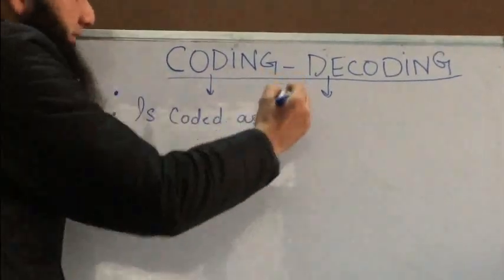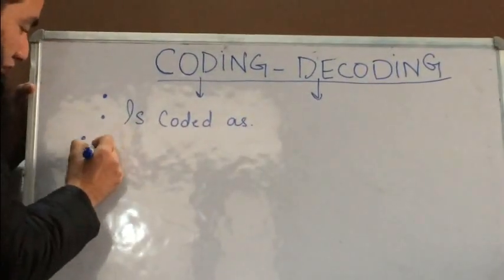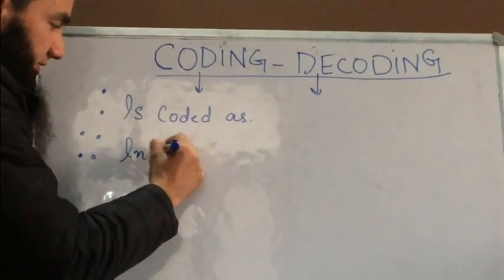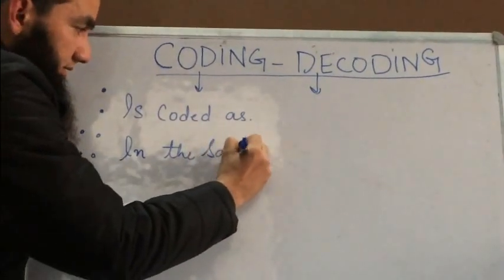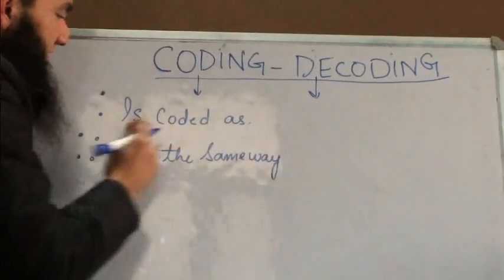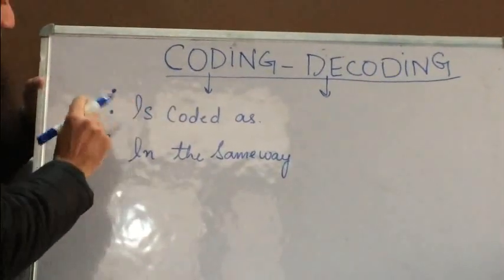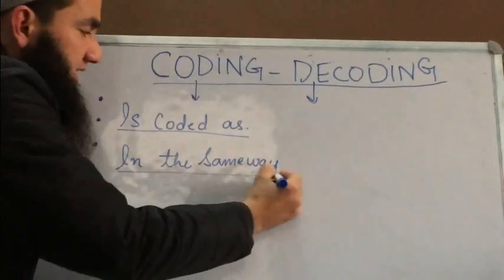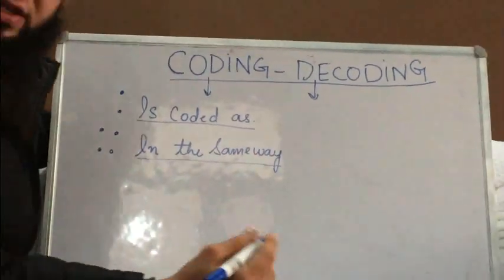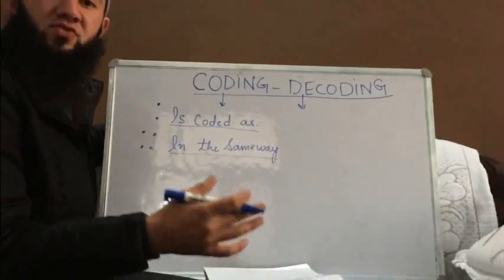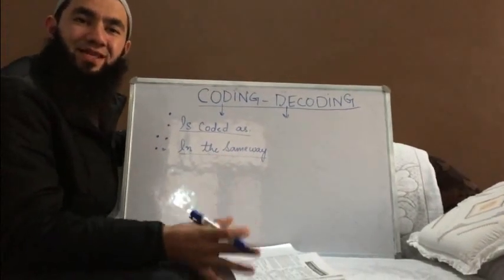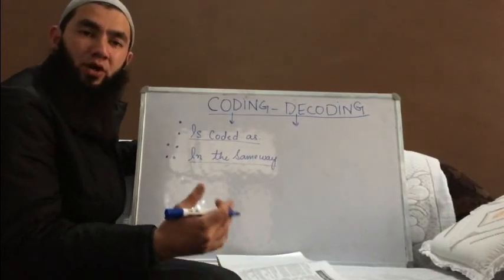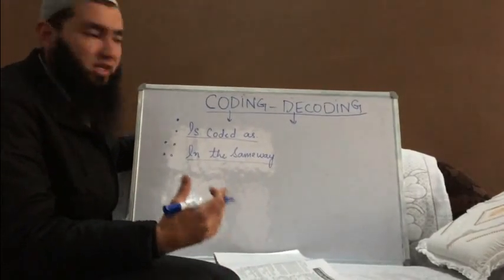Alright, when we use these four dots, it means "in the same way". So whenever you have these two dots, we'll say "is coded as", and whenever you have four dots, we'll say "in the same way". In coding and decoding, we'll first discuss the basic questions, and how this type of question can be solved.